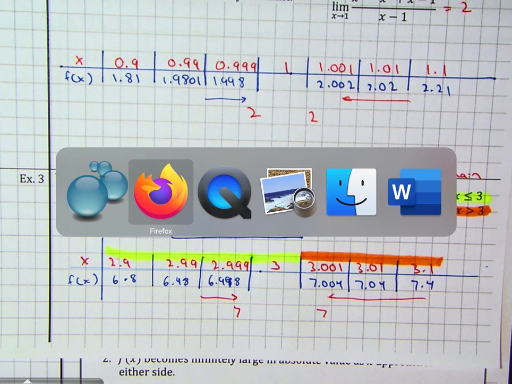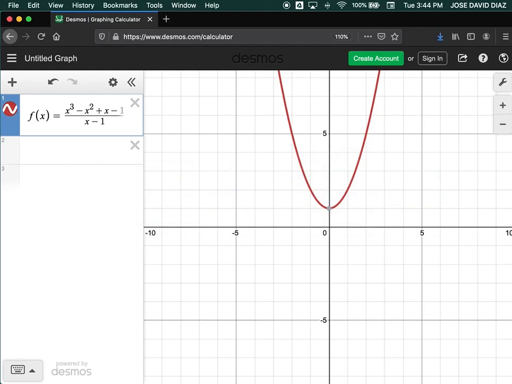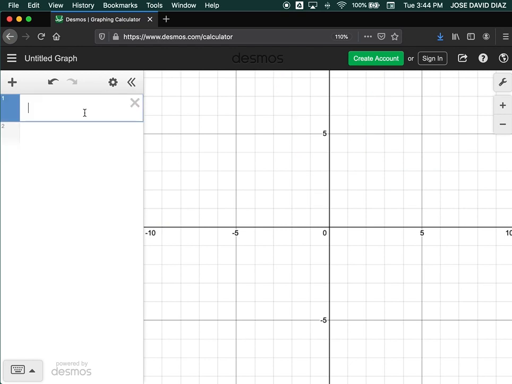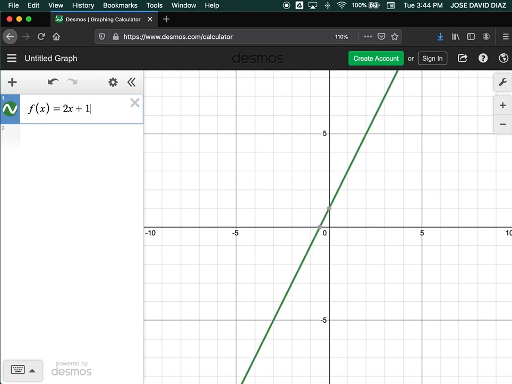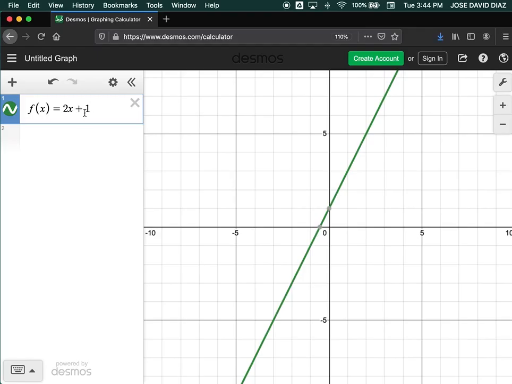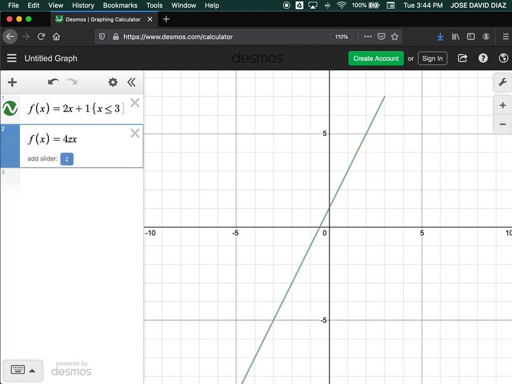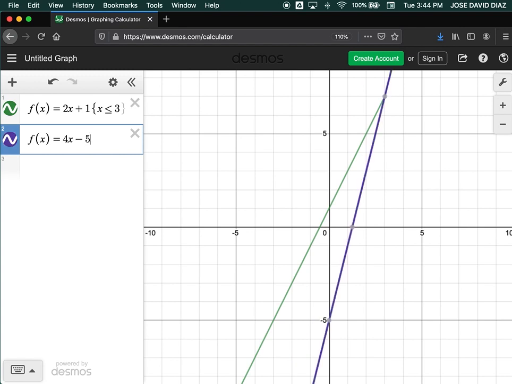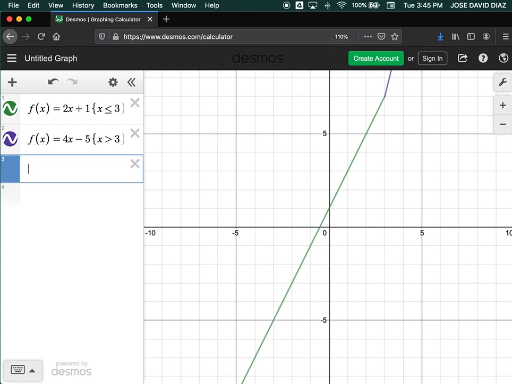We also need to practice how to type in the function in Desmos. So f of x equals 2x plus 1. Now, to take care of the domain, do you guys remember how to do that on Desmos? So we're going to place a brace, and it automatically closes it for us. The x is less than or equal to 3. And f of x equals 4x minus 5 when x is greater than 3. And notice that it automatically closes it for us.